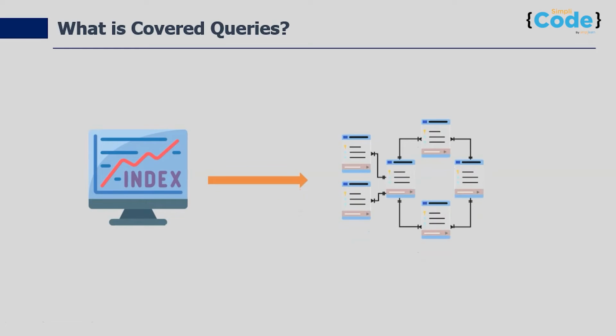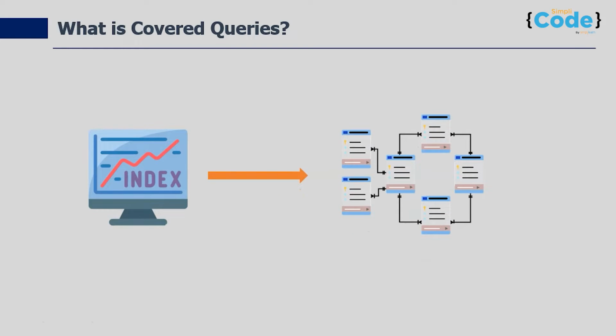Alright, now what are covered queries? Now we know that in every database including MongoDB, indexes play a crucial role. MongoDB queries are executed more quickly when indexes are used. As we have discussed in our previous tutorials on MongoDB indexing, if you haven't checked that out, make sure you check it out on our channel. We have a dedicated playlist on various MongoDB concepts, wherein we have covered MongoDB indexing as well.